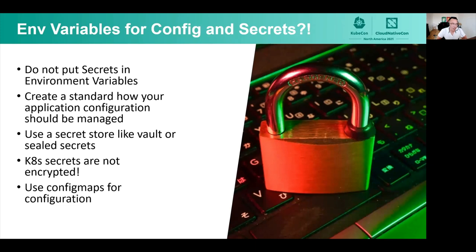The next thing I want to talk about is environment variables for configuration and secrets. You can totally put some configuration values in environment variables, but I've also seen deployments with 50, 60 different environment variables for configuration. So use config maps for configuration, right? And never ever put secrets in plain text into environment variables.